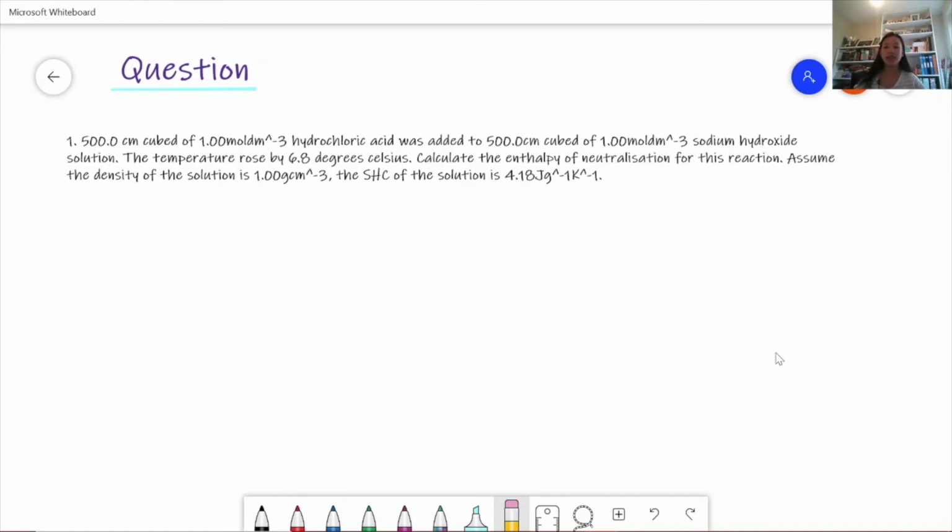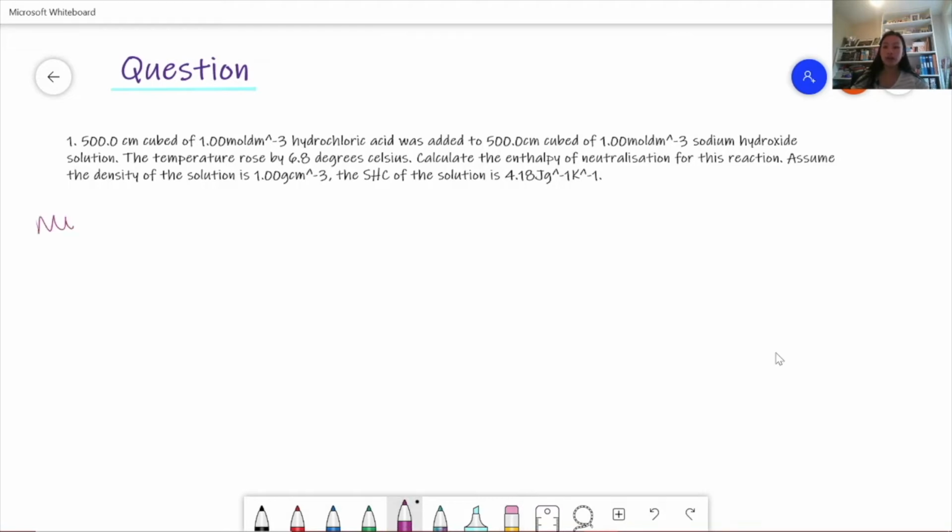So 500 centimeters cubed of 1 mole per decimeter cubed of hydrochloric acid was added to 500 centimeters cubed of 1 mole per decimeter cubed of sodium hydroxide. The temperature rose by 6.8 degrees Celsius. Calculate the enthalpy of neutralization for this reaction. Assume the density of the solution is 1 gram per centimeter cubed, and that the specific heat capacity of the solution is 4.18. So first what I would do is to calculate the moles of hydrochloric acid and sodium hydroxide to see what actually reacts.